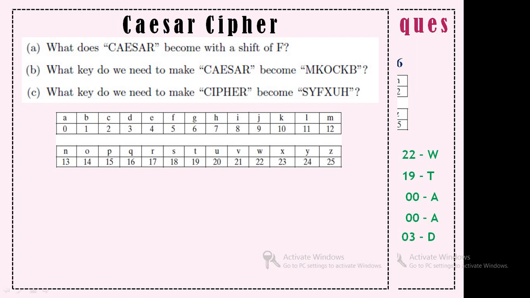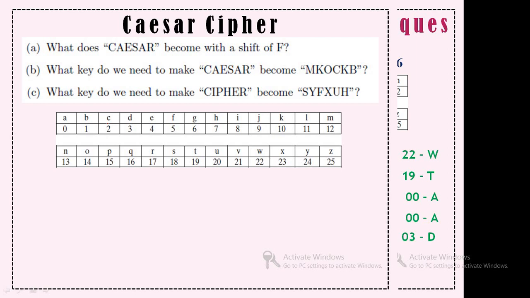Let's see if we can do it. I'll give you some time for this. What does Caesar become with a shift of F? Okay, so that's the question. That's how the questions come in different types. Instead of the key, we have not mentioned the key directly, but we have given other information so that we can solve the question. So the first question is, what does Caesar become?